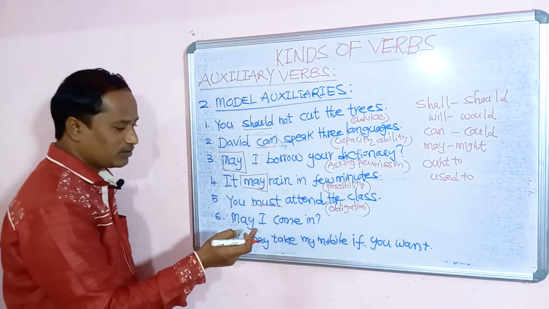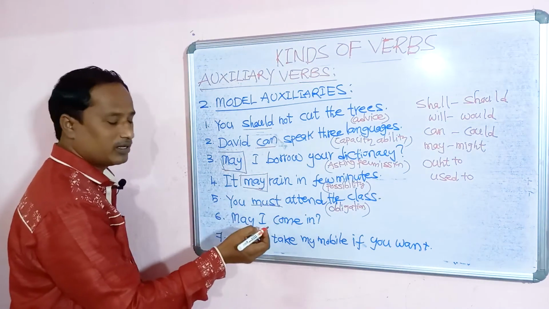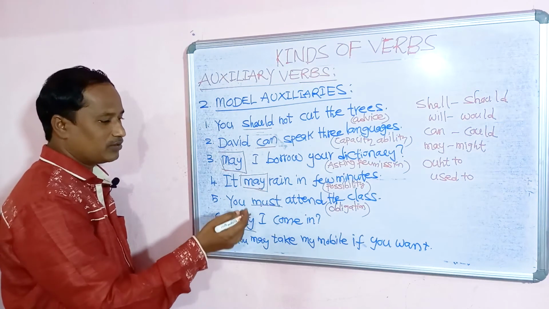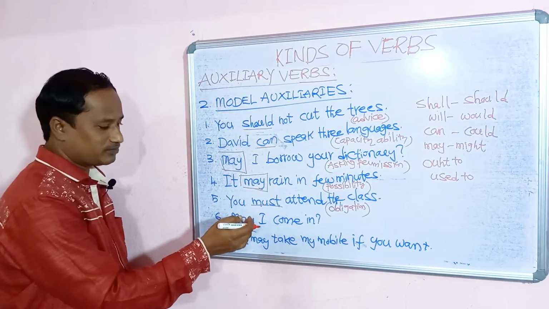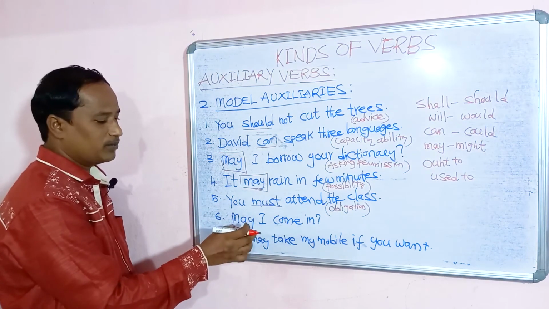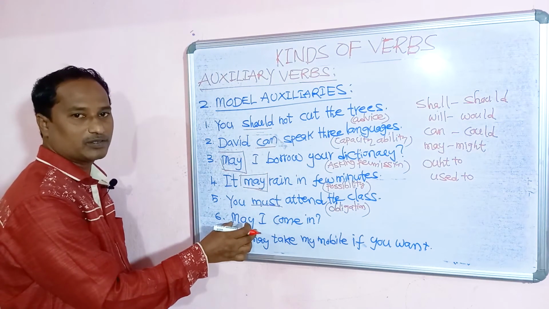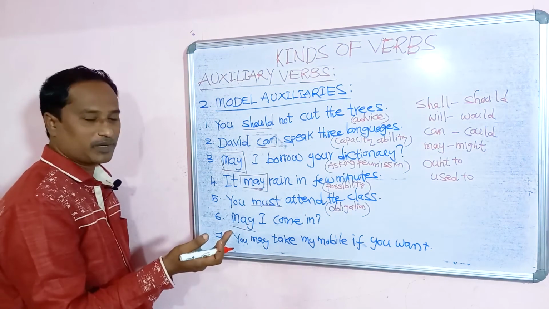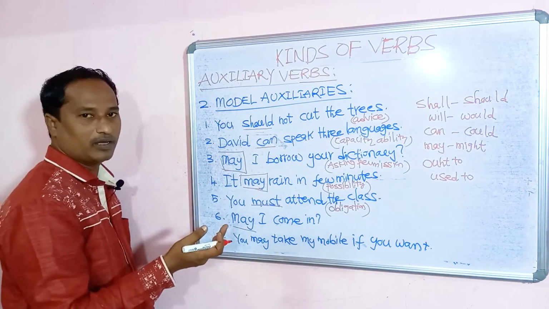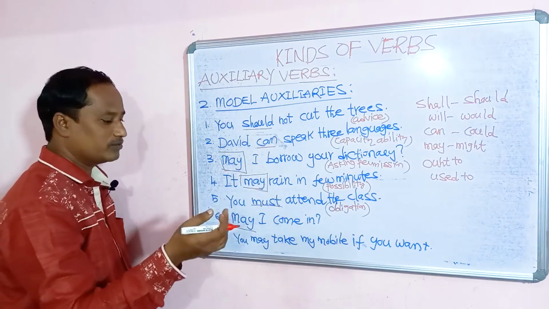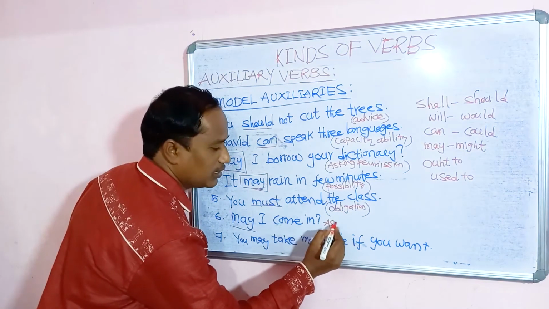Next, May I come in. In this sentence we used the modal auxiliary, that is may. So here what is the function of this modal auxiliary? Here it is asking permission. May I come in means you are asking someone else to allow you. So here it is asking permission.